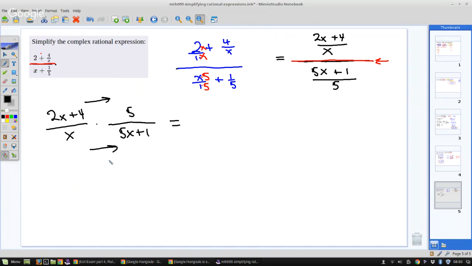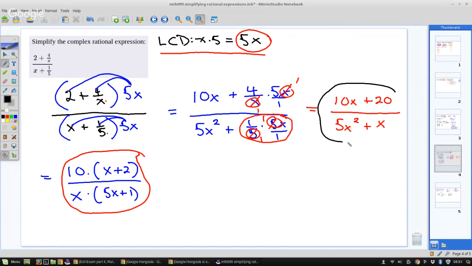Now before I multiply, I'm just going to note here, nothing cancels. My numerators are totally different than my denominators. So multiplying 5 times 2x plus 4 gives me 10x plus 20. And x times 5x plus 1 gives me 5x squared plus x. And that right there matches this right here. So a slightly different approach. They're both good. Just depends on your upbringing which one you like better.